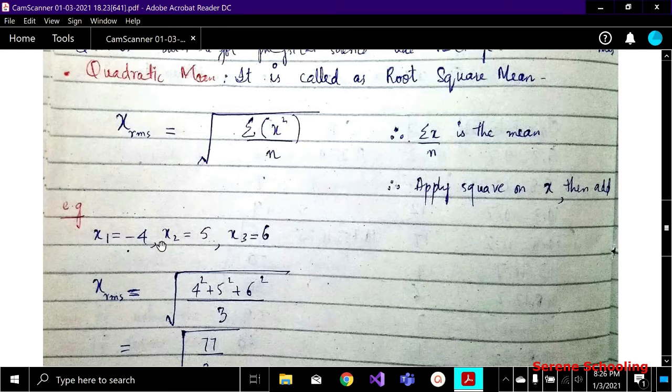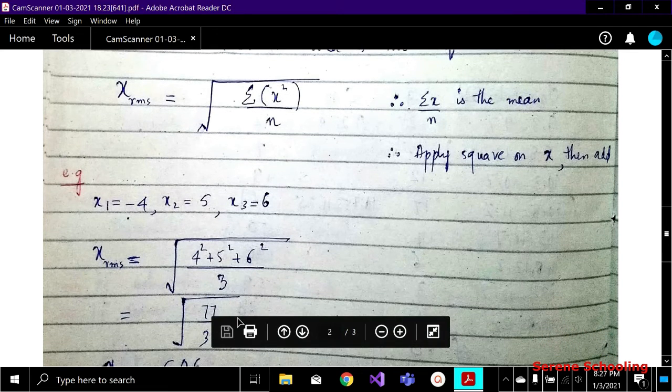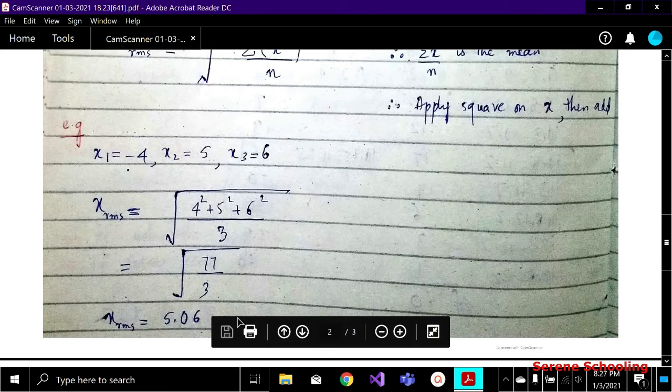So suppose we are given these data values. First, we have to take the square of each value before taking the sum. This is important. So I am taking the square of each data value. Because of this square, the value becomes positive, and then divided by 3, because my n is 3 over here. So the square root of 77 by 3 gives me 5.06. This is the quadratic mean.